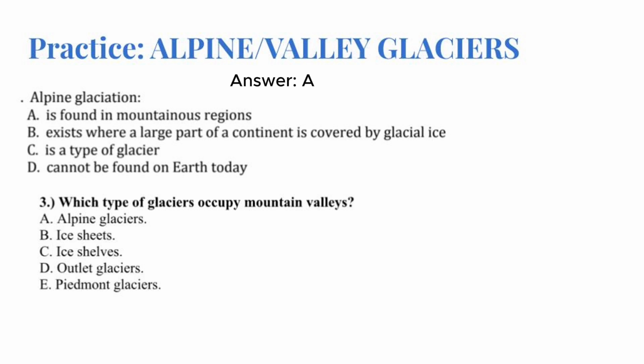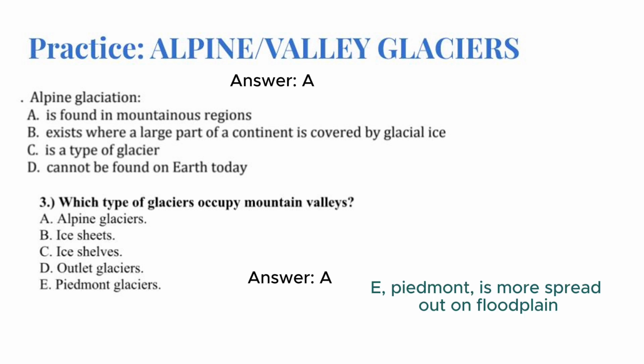Which type of glaciers occupy mountain valleys? The answer would be A. E also makes sense, but E is more spread out on the floodplain or area below the valley, so A would be the best answer here, and A is correct.